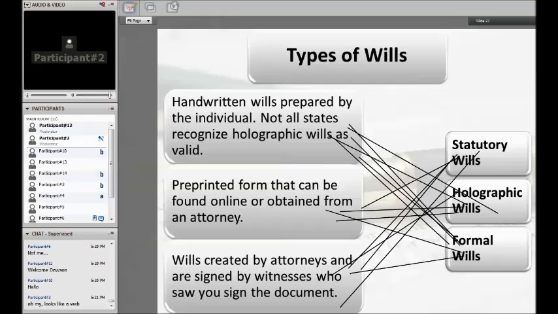Let's see. I'm going to change the color here. Okay, handwritten wills prepared by the individual, and not all states recognize these. That is a holographic will. Okay, pre-printed forms that can be found online or obtained from an attorney, statutory, and then wills that are created by attorneys and signed by witnesses. These are formal wills.